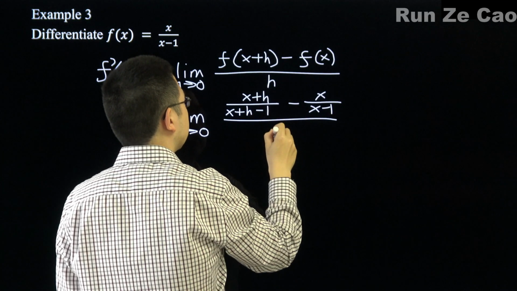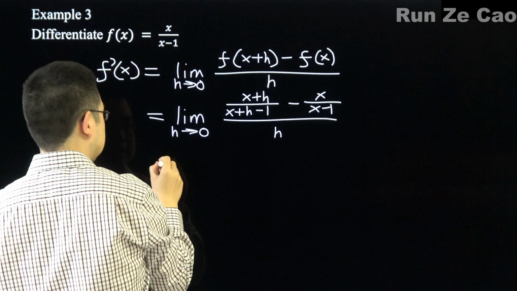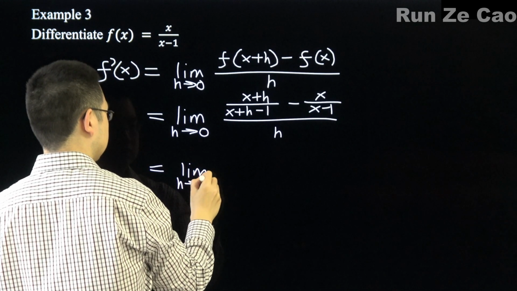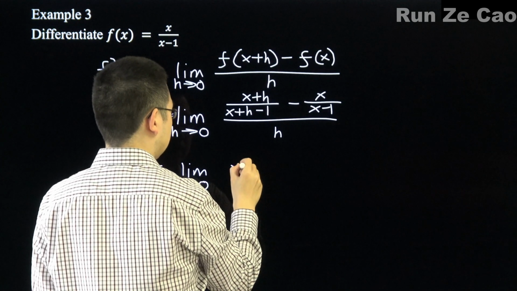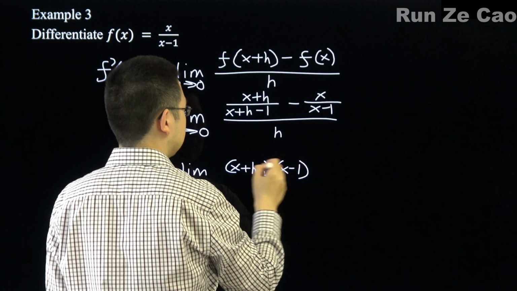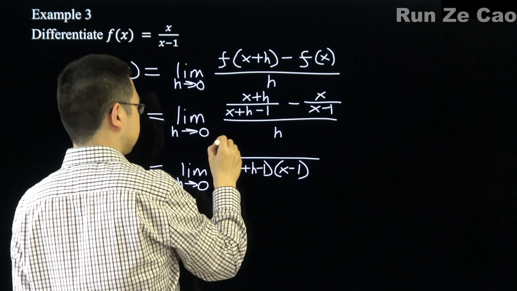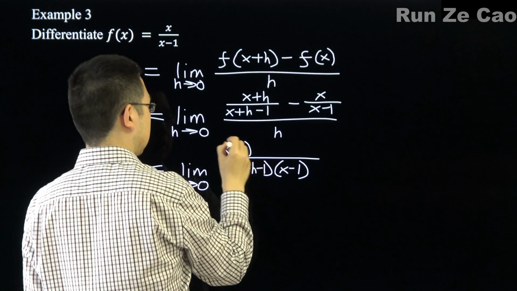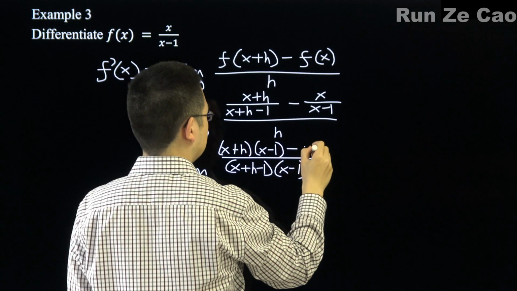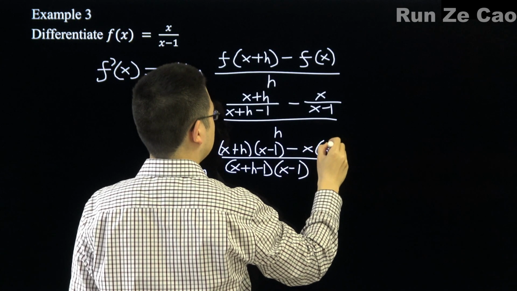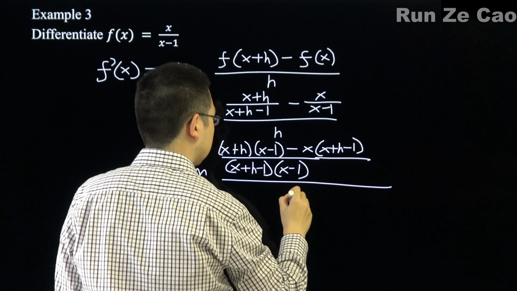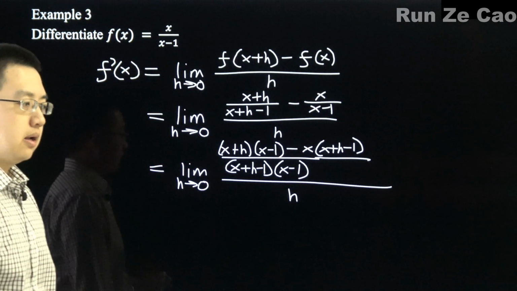Okay, so this is over h, and well, lim h goes to 0, x plus h minus 1 times x minus 1, and this is going to be x plus h times x minus 1 minus x times x plus h minus 1. And this is all over h. Okay.